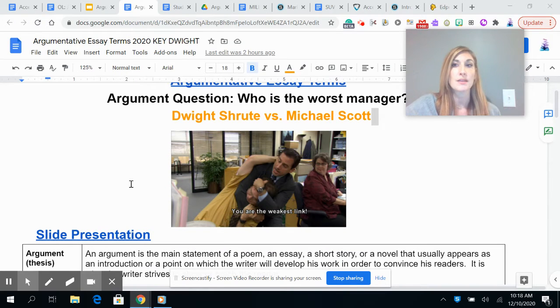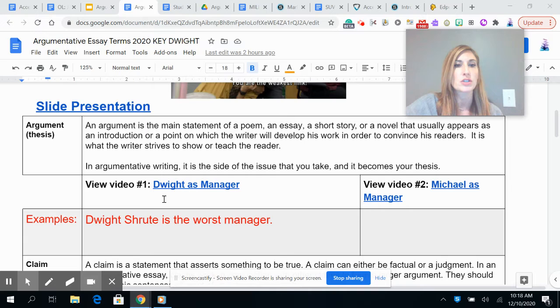So if you're at this stage, you've already watched the video when Dwight becomes manager, at least acting manager at the time. Okay, so let's start by looking at the term argument. An argument in general is the main statement of a poem, an essay, a short story, or a novel, and it usually appears when you look at nonfiction in the introduction. Or it's a point on which the writer will develop his work in order to convince his readers.